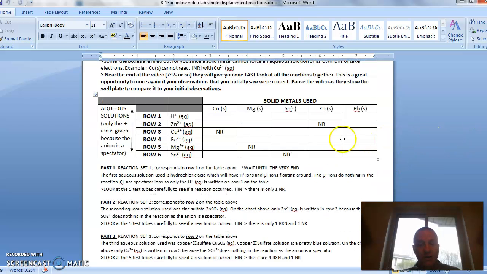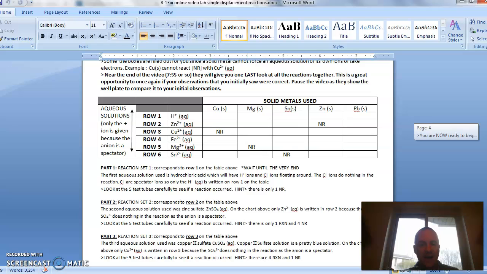When you're watching these reactions, they will do some up-close shots of them. But understand, the thing you're looking for is: is the metal that was dropped in there changing colors? Is the solution overall changing colors? Are you looking for a formation of bubbles? If you see those kinds of things, you know that a reaction's happening. If you see fizzing, you know that a reaction's happening.